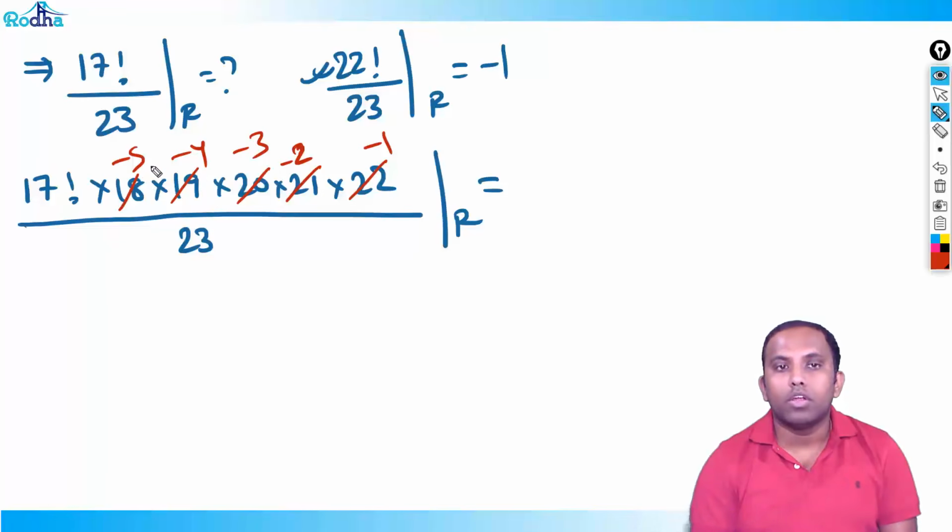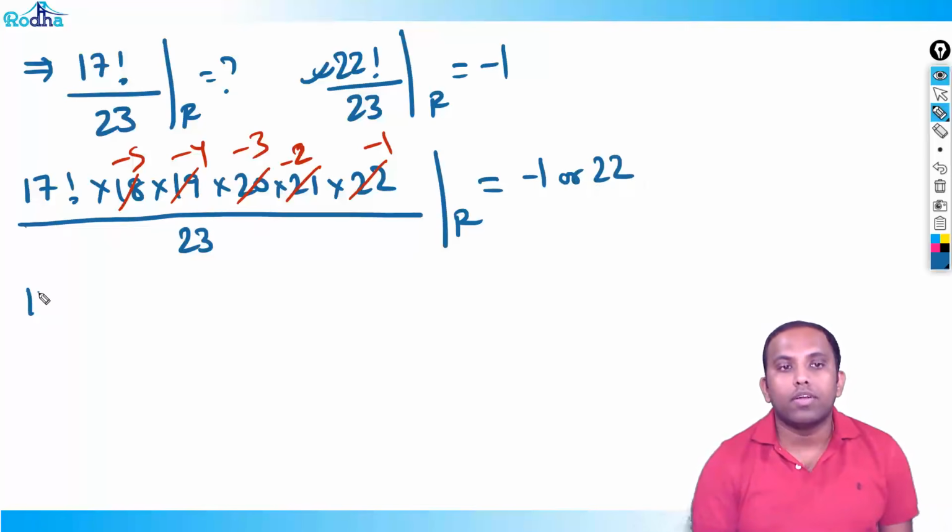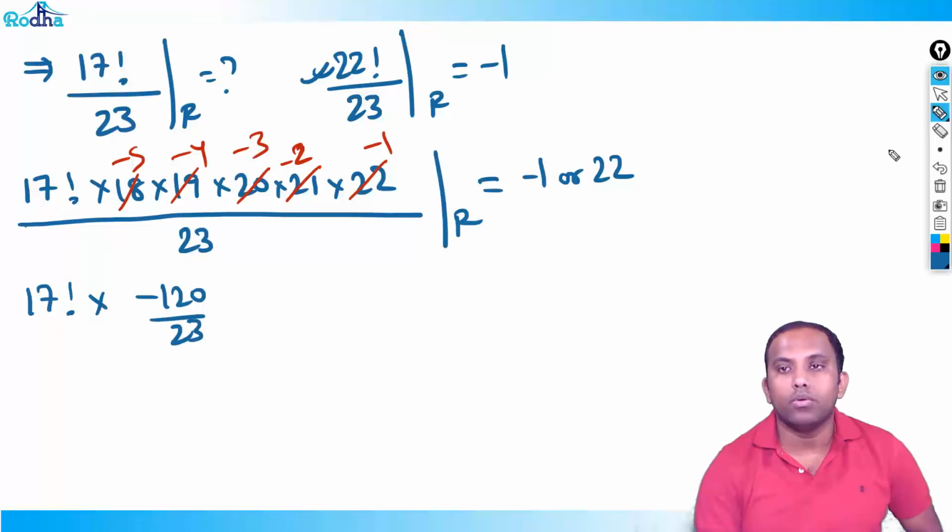What is the number here? 20 into 6 is 120, right? It is 120. And what is the remainder here? Minus 1. So the remainder is minus 1 or 22. Now you got 17 factorial into minus 120 by 23. What is the remainder?